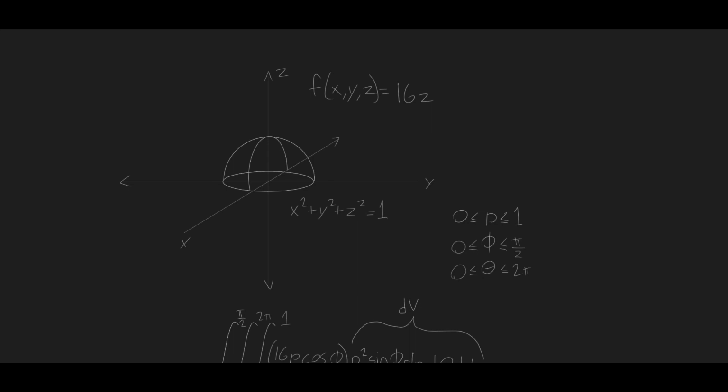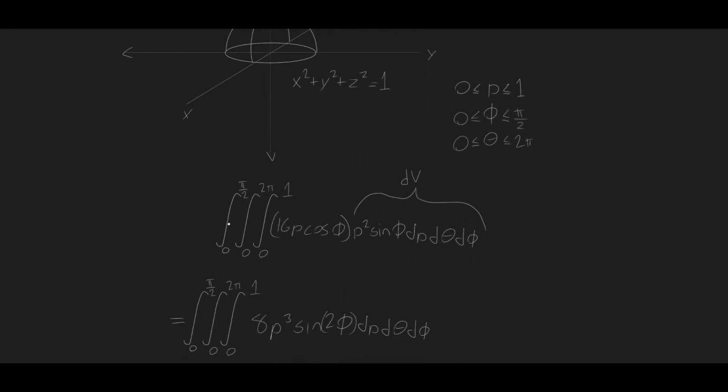So now we can set up the triple integral, and it's going to be like this. We have the integral from 0 to pi over 2 for phi, the integral from 0 to 2 pi for theta, and the integral from 0 to 1 for rho. And dv is this portion, and notice that we have rho squared times sine of phi, which is the element of volume as we saw before. And our function is here, 16 rho cosine of phi, because we converted it from the normal coordinates to spherical.